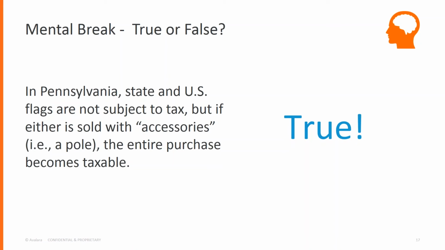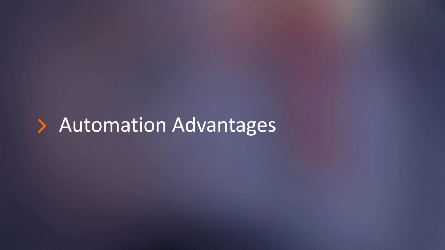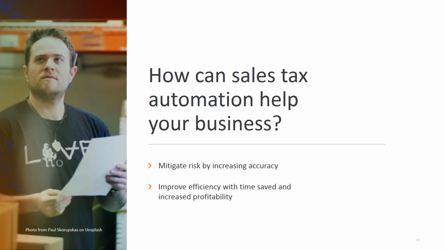So let's talk about automation advantages and why it's important to automate. How can sales tax automation help your business? The most common and obvious thing is just improving efficiencies. A lot of people are spending a lot of time researching rates, maintaining all of that information in their system, making sure that they're registering in the proper states, updating all of the different things that they have. Automation will help to improve your efficiencies and save time, but the bigger thing here is mitigating your risk and increasing your accuracy.